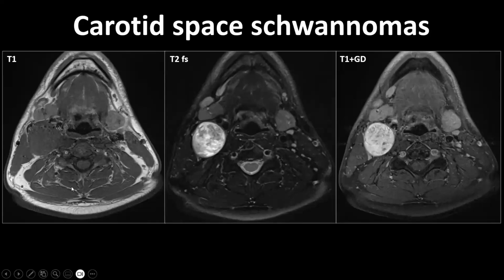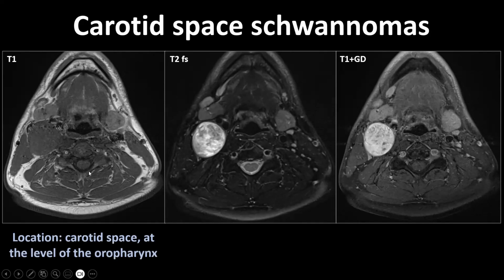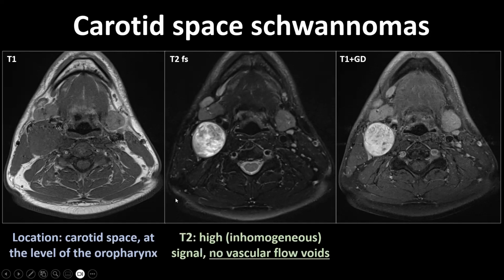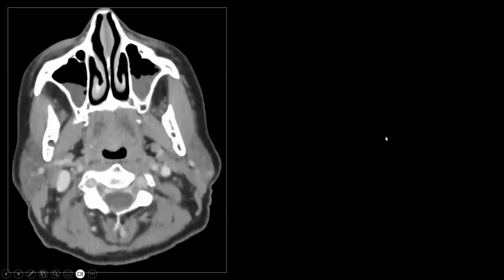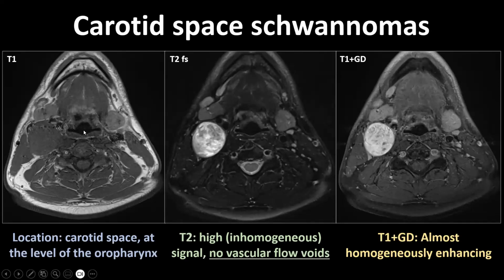This is the same patient. So here we see a large tumor in the carotid space at the level of the oropharynx, which is not unimportant. It has a high signal on T2, somewhat inhomogeneous, but no flow voids. And on T1, it is almost homogeneously enhancing, not quite, but for the most part, also without flow voids or salt and pepper appearance. Now, can we tell which cranial nerve this tumor originated from?